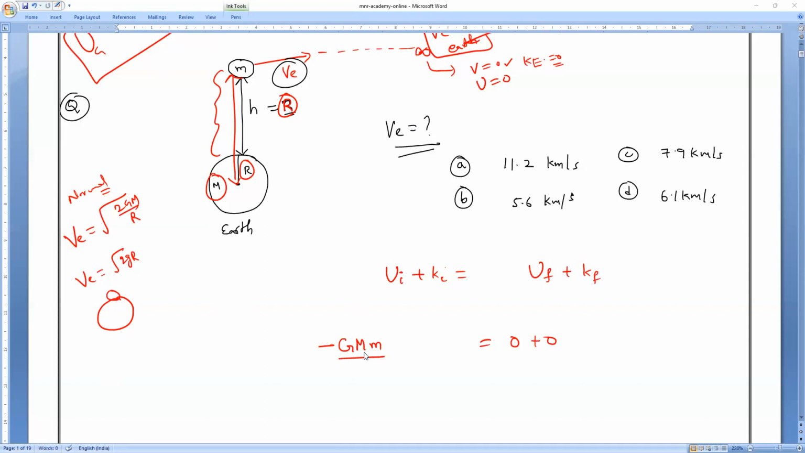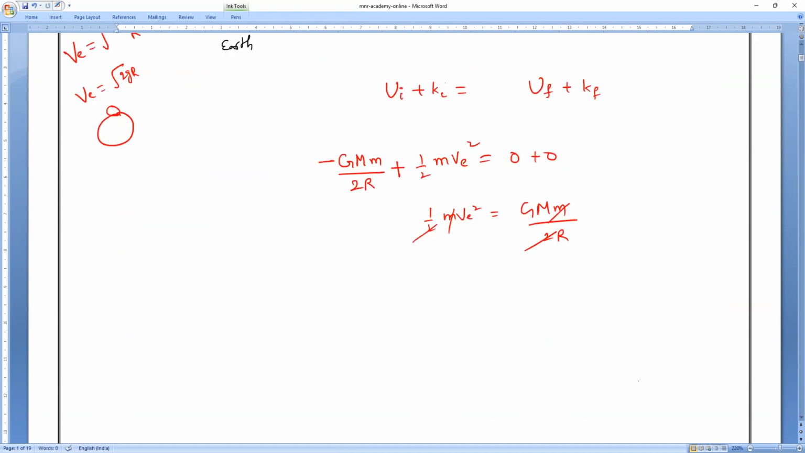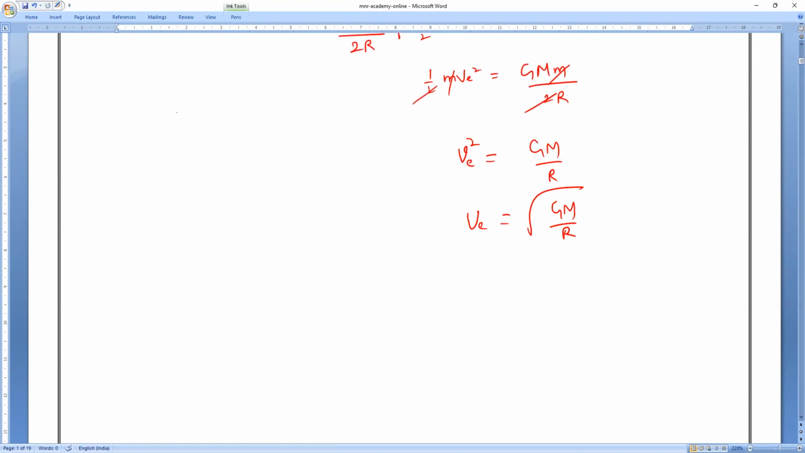R plus r, which equals 2r distance. As it is thrown, it already has a velocity v, so the kinetic energy equals half m v square. Now, half m v square is equal to G capital M into small m divided by 2r. So the 2 will get cancelled. What is remaining, everybody? V square, that is, escaping velocity square, equals GM by r. So escaping velocity is equal to root over GM by r. Clear, everybody? All of you understand?